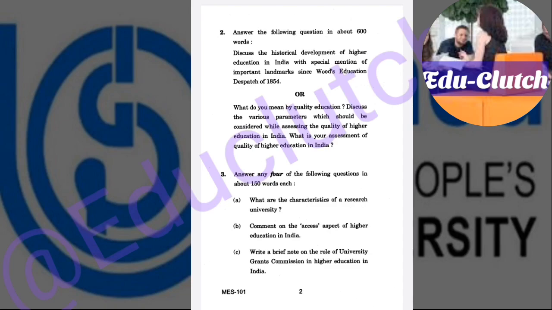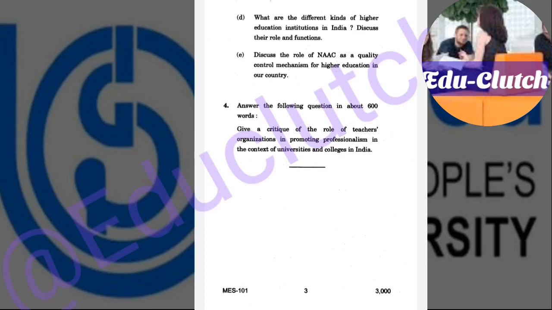First is, what are the characteristics of a research university? Second, comment on the social science aspect of higher education in India. Third is, write a brief note on the role of University Grants Commission in higher education in India. Fourth is, what are the different kinds of higher education institutions in India? Discuss their role and functions. And the next is, discuss the role of NAAC, the quality control mechanism for higher education in our country.